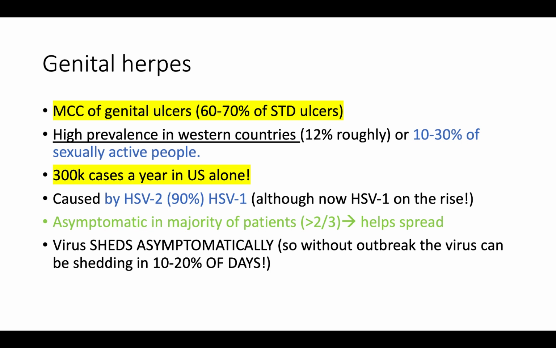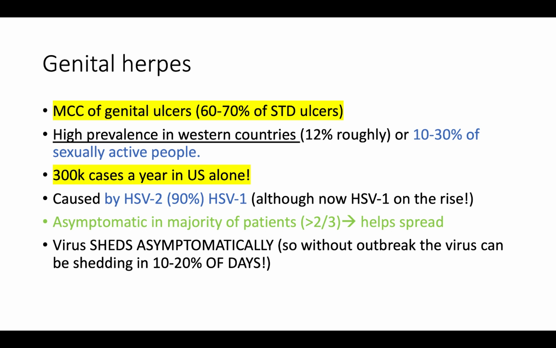Now genital herpes is the most common cause of genital ulcers. 60 to 70% of sexually transmitted disease ulcers, not all sexually transmitted diseases, only the ulcers, are due to herpes. So you will see this very, very commonly, whoever practices in the West, especially if you work in a practice near a college. So a high prevalence in Western countries, about 12%, or about 10 to 30% of sexually active people. About 300,000 cases a year in the US alone, so about 0.1% of the population each year.